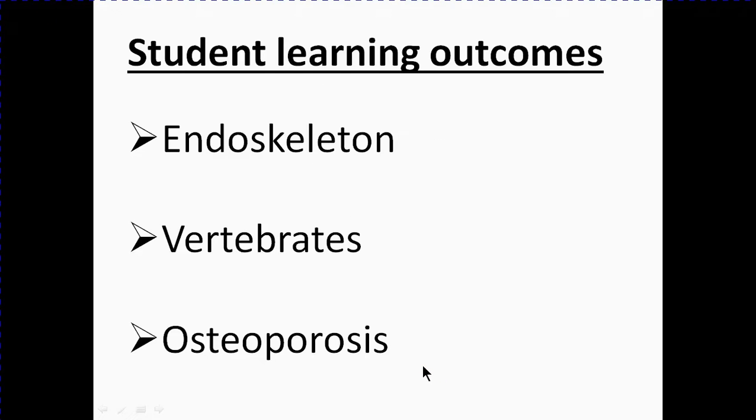131. My dear students, today's student learning outcomes are endoskeleton, vertebrates, osteoporosis.